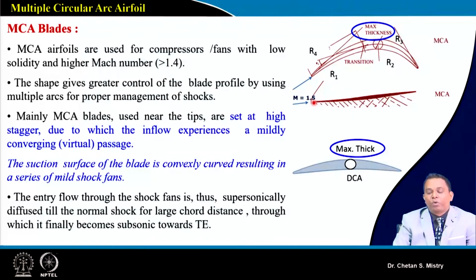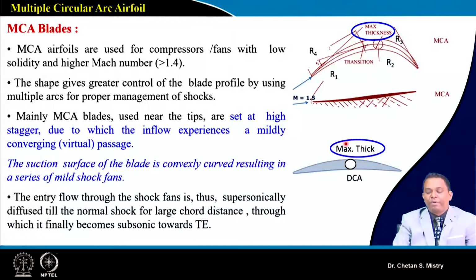So here, this represents a multiple circular arc aerofoil, and the speciality we can see, compared to our double circular arc, is that here we have a straight-line camber up to a certain distance, and after that there is some curvature.